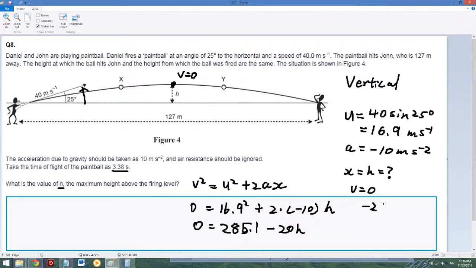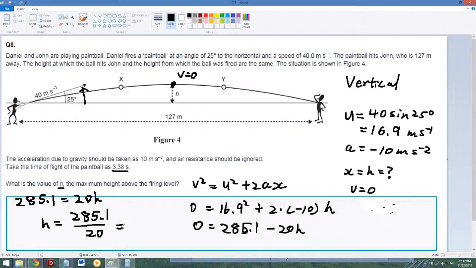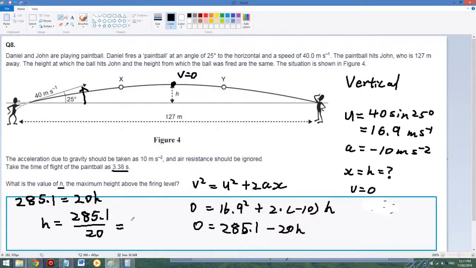And x. Okay, which one is, sorry, which is our h. Okay, just do the calculation. You will have 16.9 square. So 16.9 times 16.9. So we have 285.1 minus 20h, and just do your algebra.